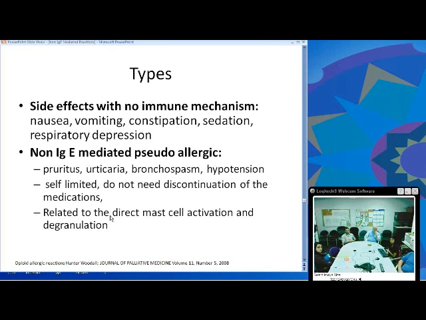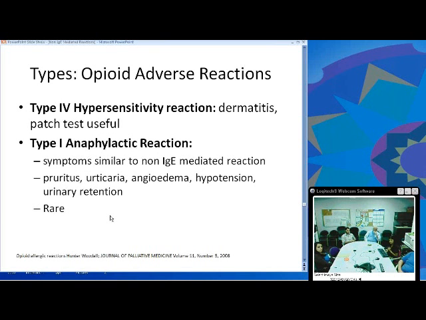So the types of reactions with opioids are side effects with no immune mechanism, so nausea, vomiting, constipation, sedation, respiratory depression. Non-IgE mediated pseudoallergic reactions are pruritus, urticaria, bronchospasm, hypotension. These are self-limited. They do not need discontinuation of the medications, and they are related to the direct mast cell activation and degranulation. But they are milder reactions compared to the severe reactions from IgE-mediated.